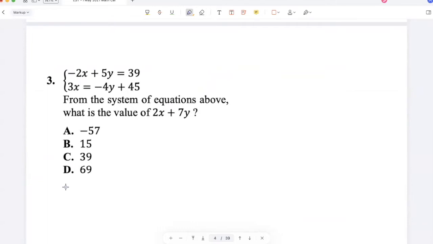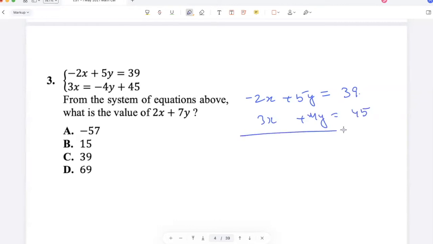From the system of equations above, what is the value of 2x plus 7y? So minus 2x plus 5y is 39 and 3x plus 4y is 45, right? Let me just, should I add them? So I'll get x plus 9y. Okay, that doesn't help me. And if I subtract them, I get minus 5x plus y. So that also doesn't help me. So I'll just find the individual values.